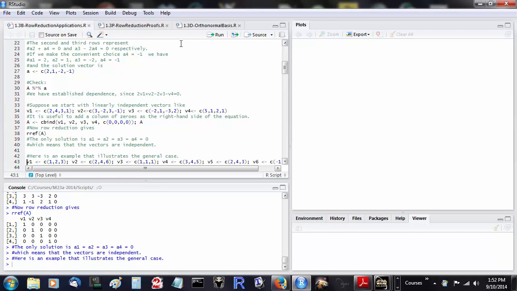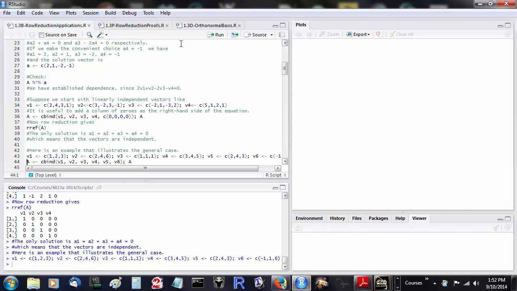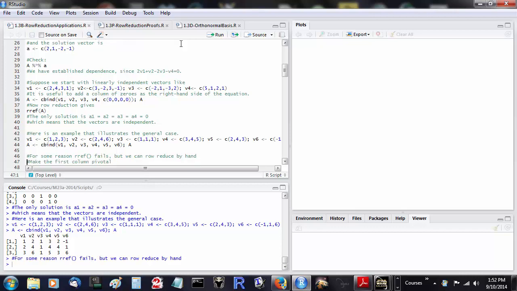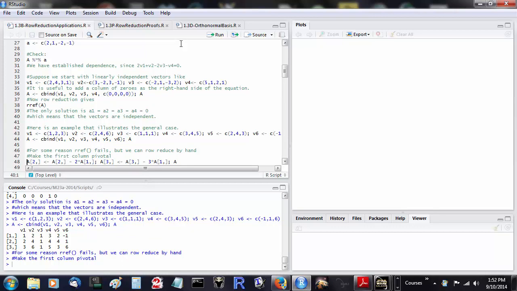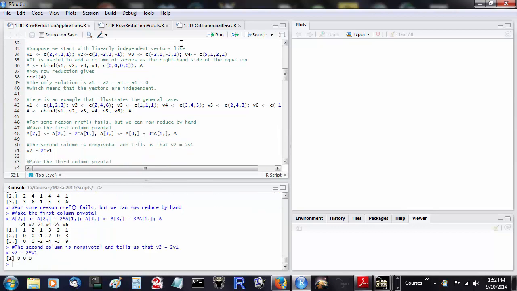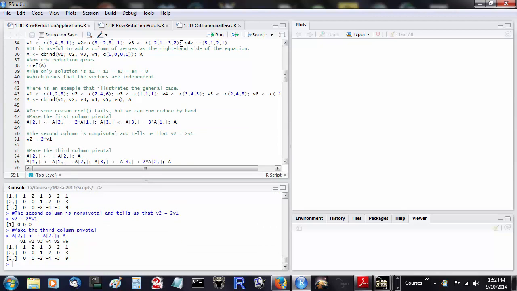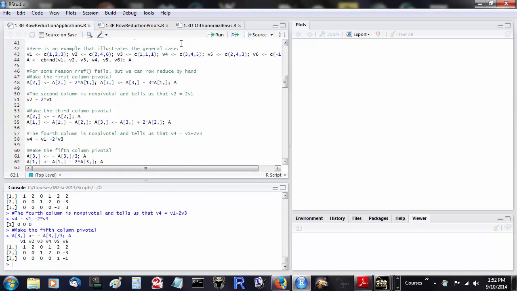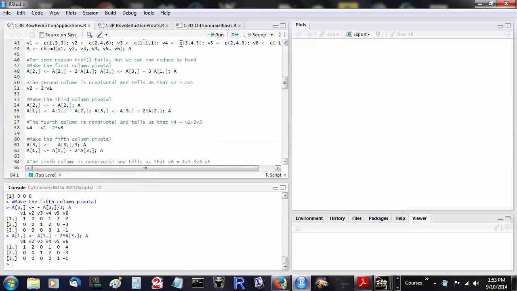Now let's consider a more general case. We've got 6 3-component vectors. If I tried using the function in the practical math library on this 3 by 6 matrix, something goes wrong, so I had to row reduce by hand. But since I was willing to have R do this automatically, I'm not going to talk about this. I'm just going to run it through line by line, make the first column pivotal, make the third column pivotal, make the fifth column pivotal, and I am done. So this is this matrix row reduced to echelon form.